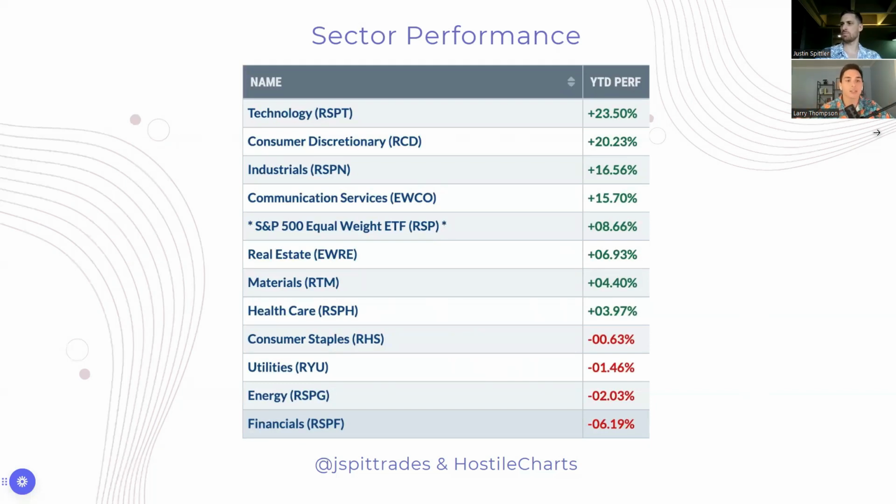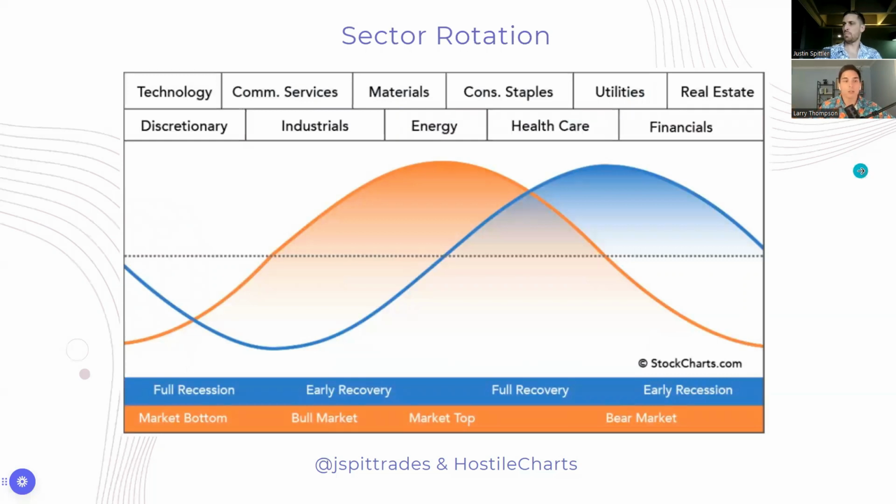And if you go to the next slide, Justin, we'll just take a quick peek, right? So we just talked about technology being the top performer this year, then discretionary, communication services, and industrials. Well, if you look at this chart, that lines up with a market bottom pretty well. It actually lines up perfectly, but I don't like to use the term perfect, but it lines up really well with the market bottom in a full recession.